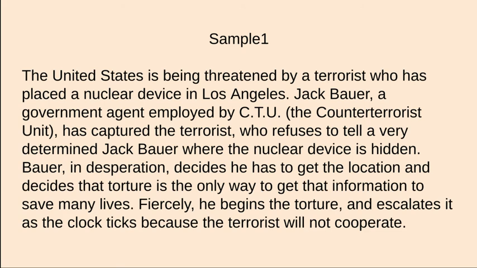The United States is being threatened by a terrorist who has placed a nuclear device in Los Angeles. Jack Bauer, a government agent employed by CTU, that's the counter-terrorist unit, has captured the terrorist, who refuses to tell a very determined Jack Bauer where the nuclear device is hidden. Bauer, in desperation, decides he has to get the location and decides that torture is the only way to get that information to save many lives. Fiercely, he begins the torture and escalates it as the clock ticks because the terrorist will not cooperate.